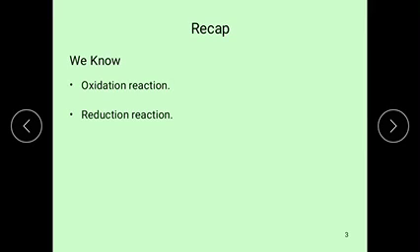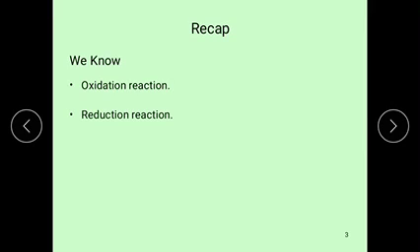And the next one is the process in which electrons are gained by an atom or molecule or ion, which is called the reduction reaction. Simply, if electrons are lost by an atom, it is called oxidation. The process in which electrons are gained by an atom is called the reduction reaction.